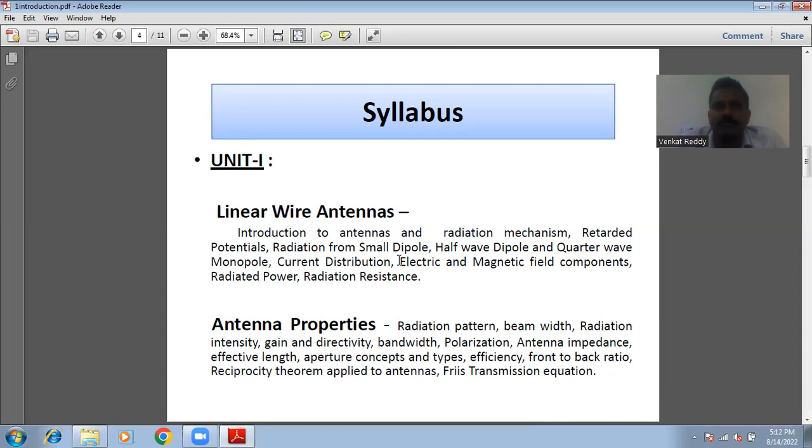How do you give the specifications of an antenna? Based on these properties only. You'll ask the vendor that I want a 5 dB omnidirectional antenna. I want the antenna for microwave frequencies. I want the antenna for UHF frequencies, VHF frequencies. These are the antenna properties: gain, radiation pattern. I want a very pencil beam antenna. I want a narrow beam antenna. I want a narrow bandwidth antenna, broadband antenna. These properties are very important.